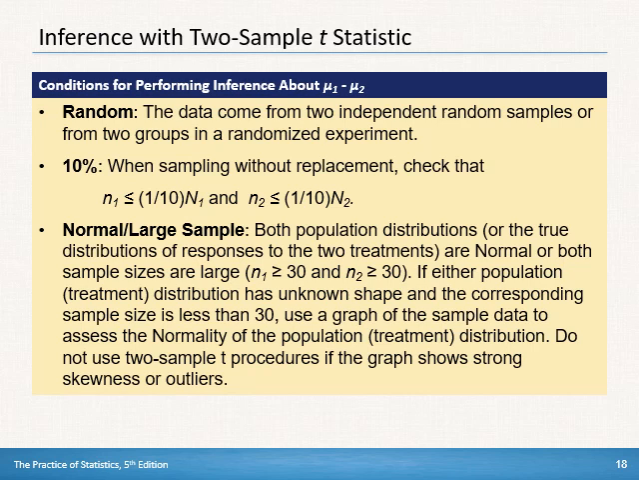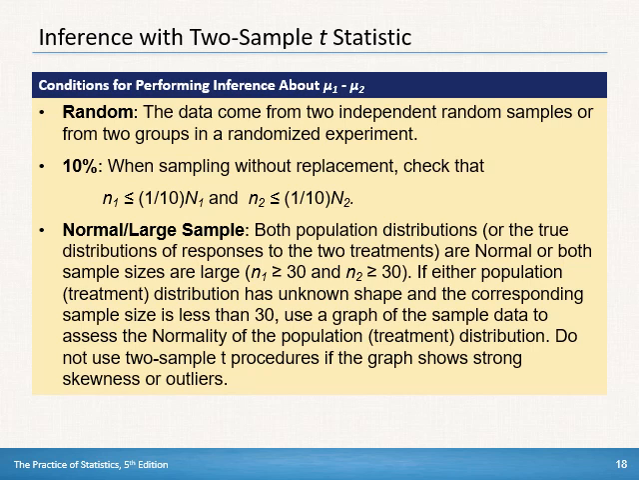So if both population distributions are normal, or if the sample sizes for both samples are over 30, then we have an approximate sampling distribution of the difference in X bars. If either population or treatment distributions are unknown shapes and the corresponding sample sizes are less than 30, then we would graph the data like we saw. But here we might have to make two graphs, a graph of both sets of sample data. So two box plots, for example.